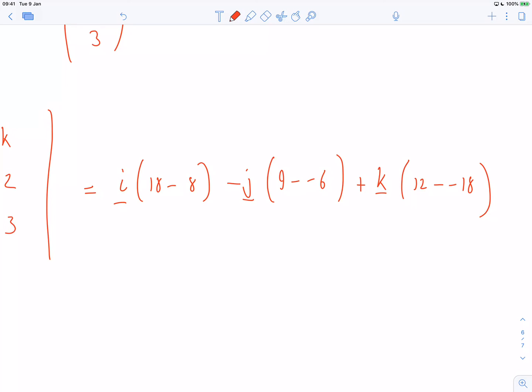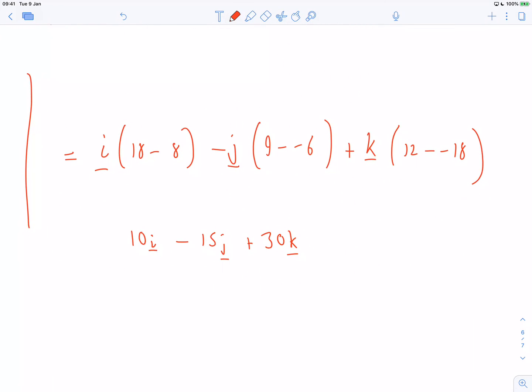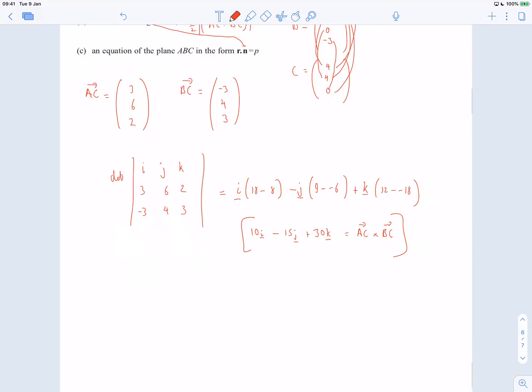So I have i times 18 minus 8, so that's 10i. 9 minus minus 6 is 15, so it's going to be minus 15j. Then 12 minus minus 18 is 30, so it's going to be plus 30k. So AC cross BC, like this, is just 10i minus 15j plus 30k.